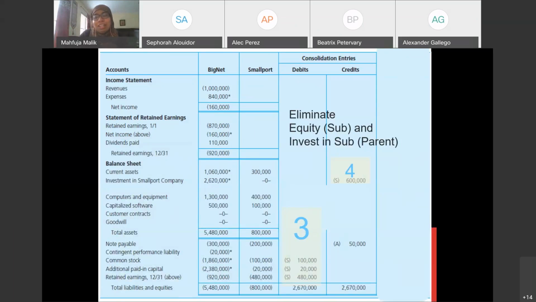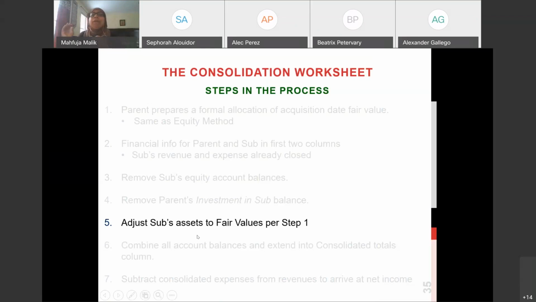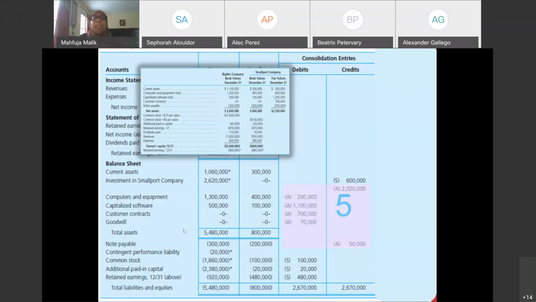So now what are we going to do? We will do step number 5. We will do our SA entry, our second consolidation entry, that will help to convert their book value to their fair value. So now how will it look? Please pay attention. It's very tiny and hard to read, but you have your book or your slides that you can maximize or zoom in.